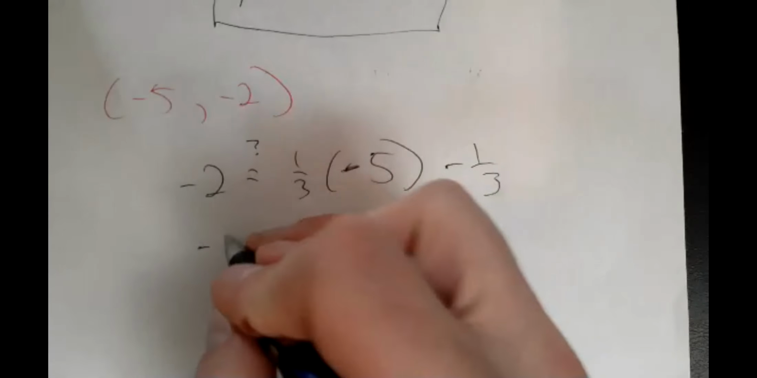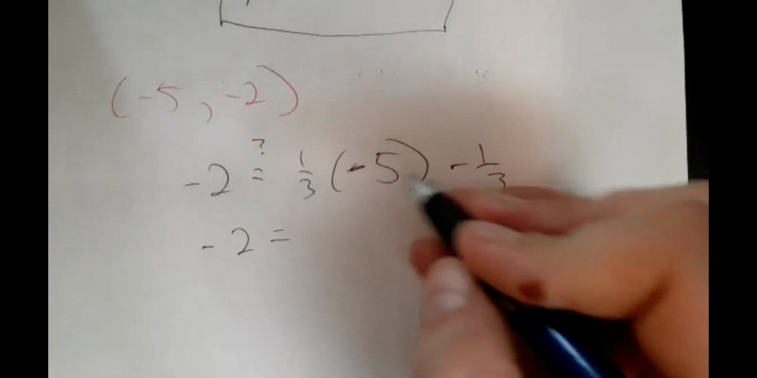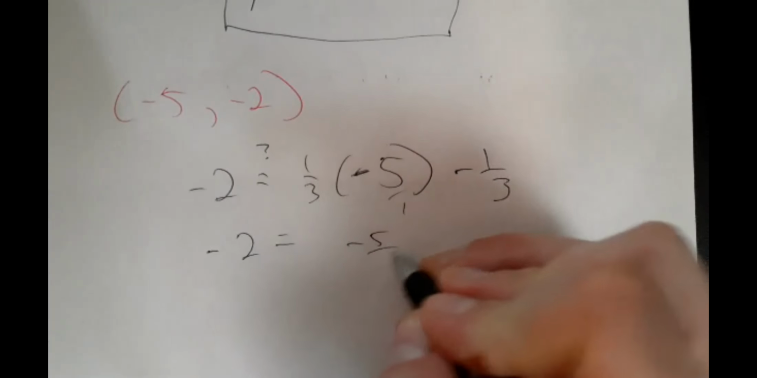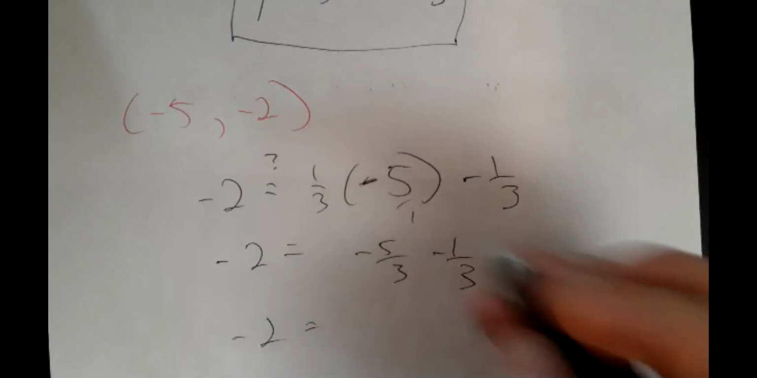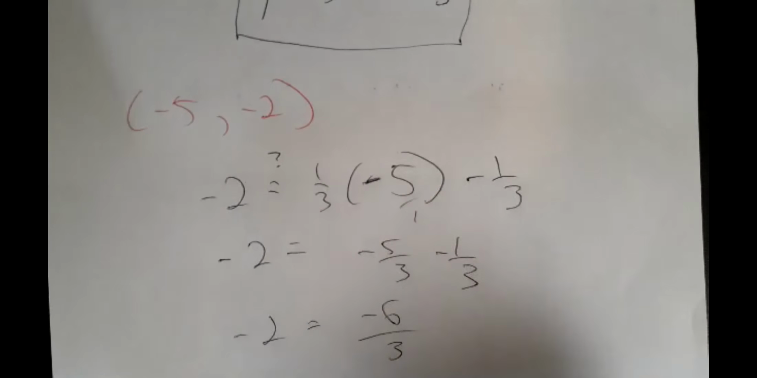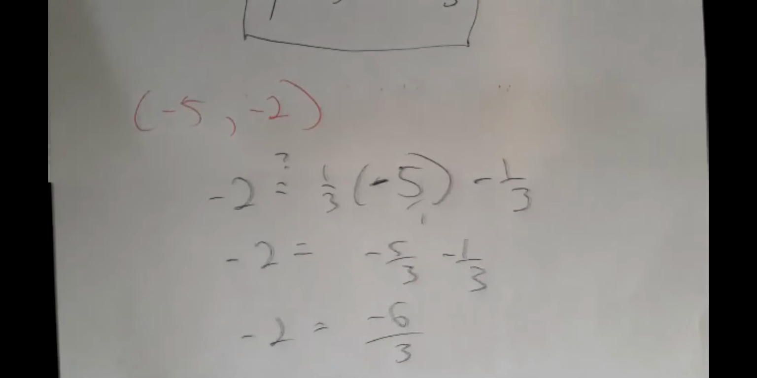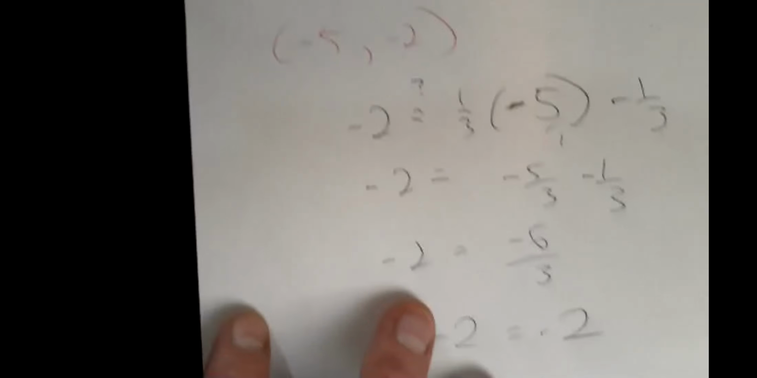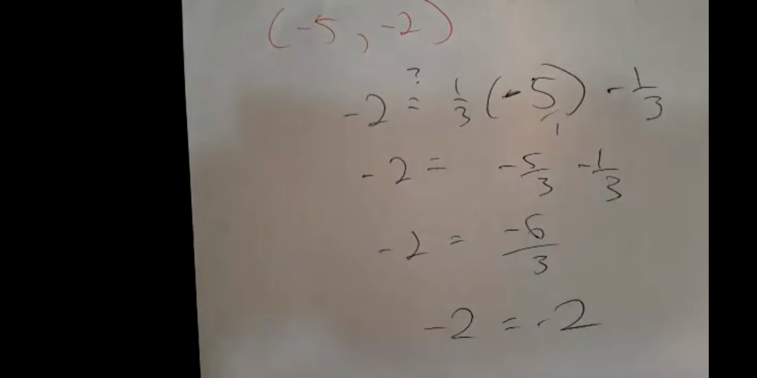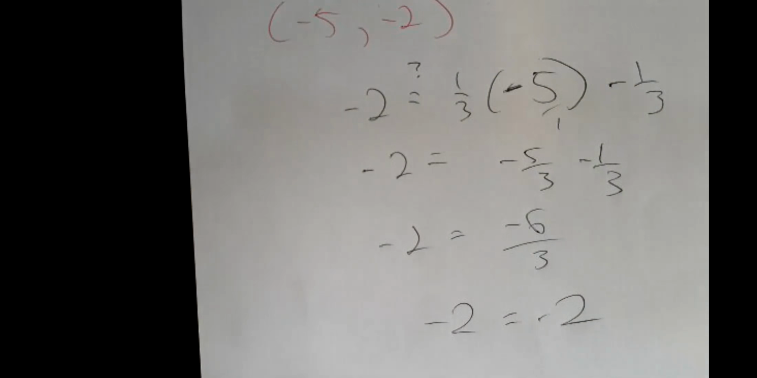Question mark. True. Minus 5/1 times that, we can do minus 5/3. And we're going to subtract another 1/3. Is minus 2 equal to what? Minus 5 and minus 1 is going to give me minus 6/3. I believe that is minus 2. Here you go, minus 2. And so this one does check out.